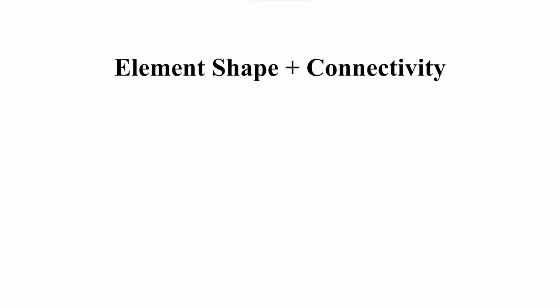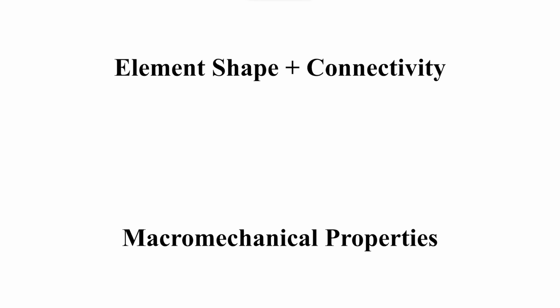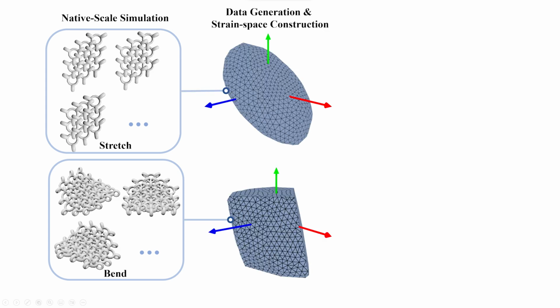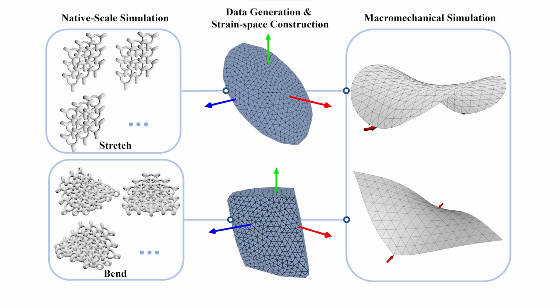While deformation limits are determined by the shape of, and connectivity among, their elements, predicting the macromechanical properties of discrete interlocking materials from their native structure is a highly non-trivial task. In this work, we propose a computational approach for modeling and characterizing discrete interlocking materials. Our method builds on three main components: native scale simulation model, data generation and strain space construction, and macromechanical simulation.